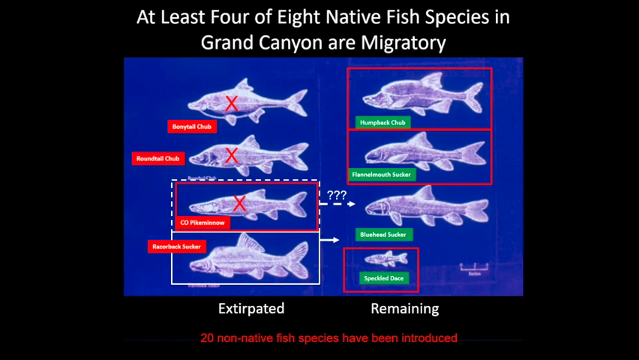Speckled dace every year leave the tributaries because the water gets too cold for them, move into the mainstream for the winter, and then come back out into the tributaries during the summer months. So a very regular seasonal migration for them.